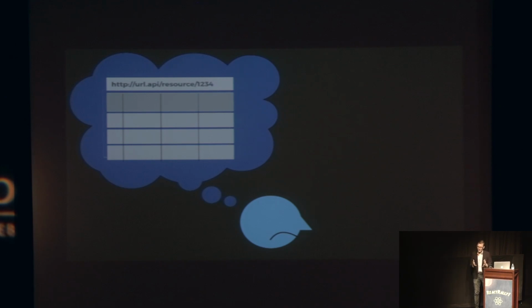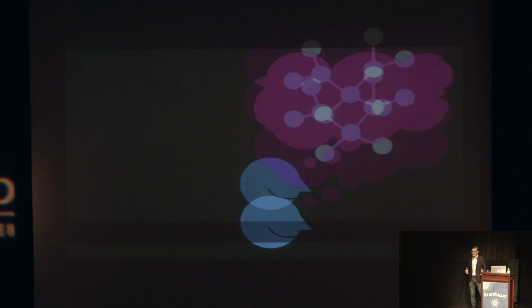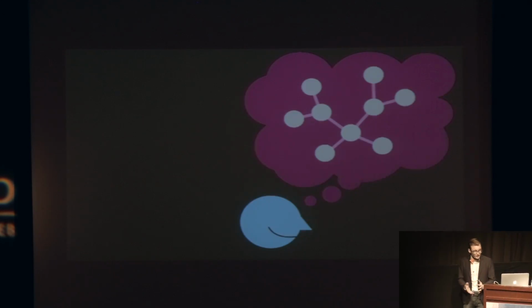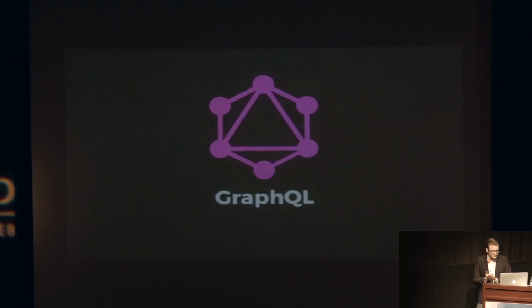We don't think about data in terms of join tables, secondary keys, or resource URLs. We think about our data in terms of objects, properties, and relationships. We think about our data as a graph. Most importantly, we think about our data in terms of the models that we ultimately use in our apps, whether that's JSON or NS objects.